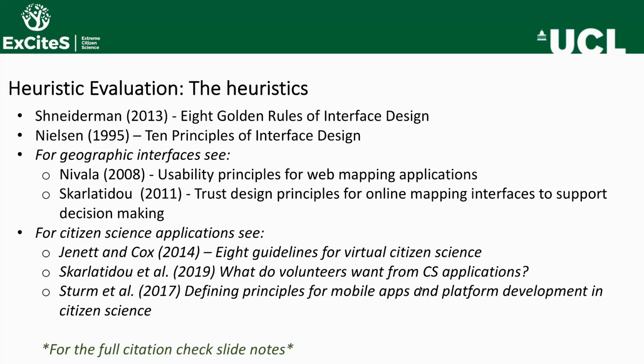So many heuristics exist in the literature, which can be used during a heuristic evaluation. The most popular are Shneiderman's 8 Golden Rules of Interface Design and Nielsen's 10 Principles of Interface Design. Some heuristics that explicitly refer to geographic interfaces are by Nivala and Skarlatidou. And we do also have some guidelines, design principles, which focus on citizen science applications. For the full citation of these examples, you can check your slide notes.